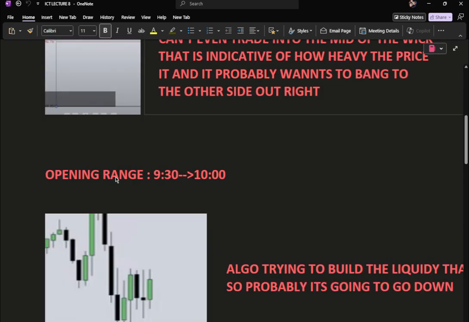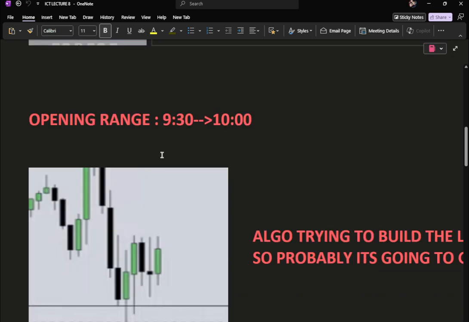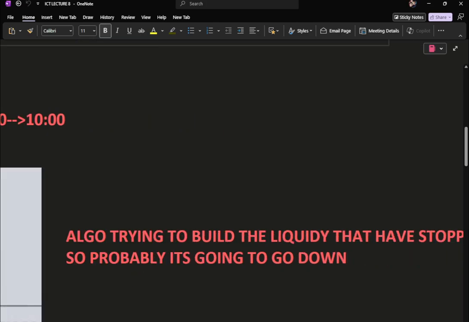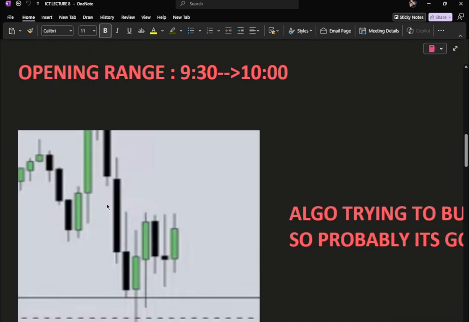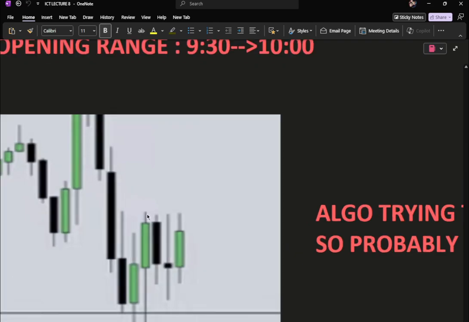Now the next thing is opening range. We have a 30-minute opening range that is from 9:30 to 10 a.m. New York time, and the pre-market area is from 9 to 9:30. At this moment, you can see that there is an FVG over here, and the algorithm is not allowing it. You can see how the wicks are respecting here. So the algorithm is not allowing the price to move till this FVG, and that is indicative of how heavy the price is, and most probably it's going to go down.